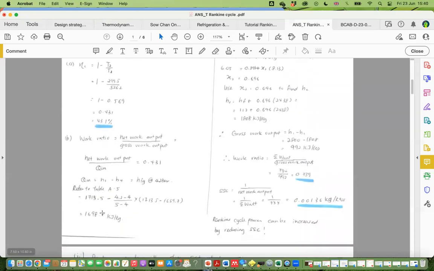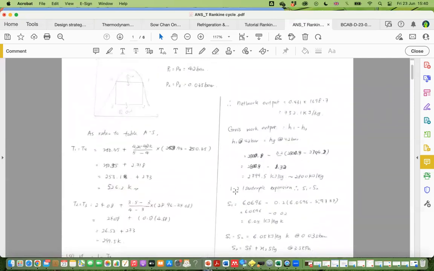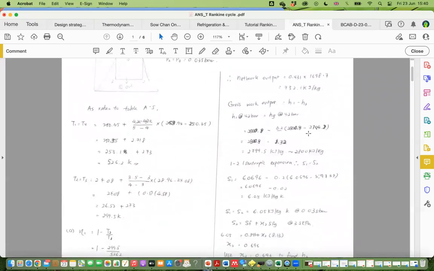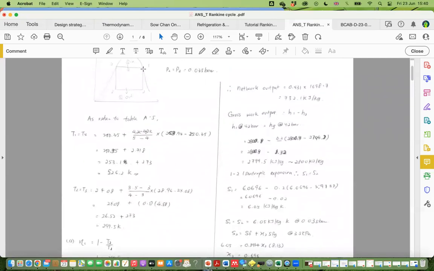I also give you the way how to do the interpolation. Check your answer with mine. And then for the gross work output, refer to the notes. It should be H1 minus H2. Again, H1, we know that this is the hg, it's in gas form.